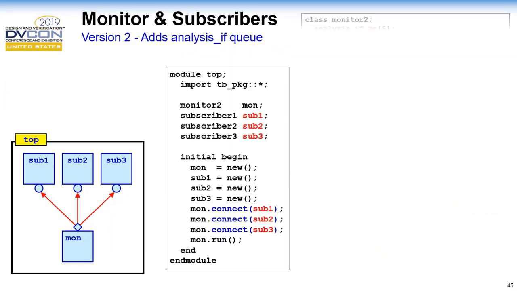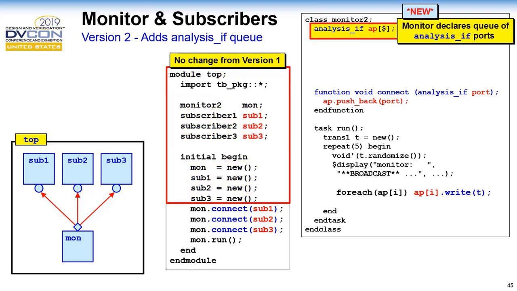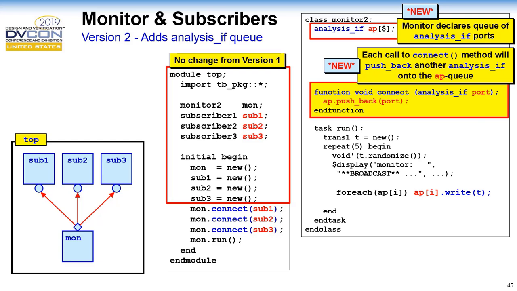So in version 2, first, the top module, nothing changed about that up until this point here. But then in the monitor, we're going to declare a queue of these analysis interface handles. And then we're also going to put in a generic connect method. So we can pass any analysis interface port, basically an upcast, and store it. We're going to push it back onto that analysis port queue. So we've got a queue right there, and we can push as many as we want onto the analysis port queue.